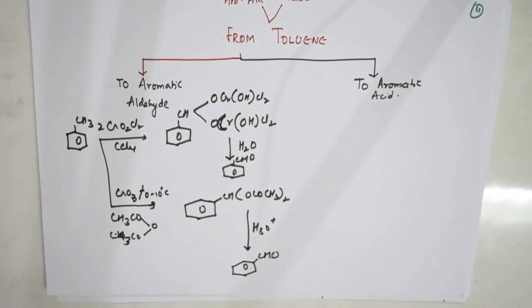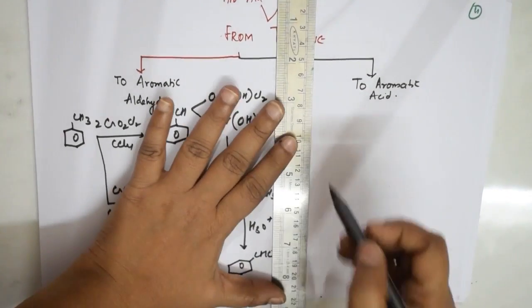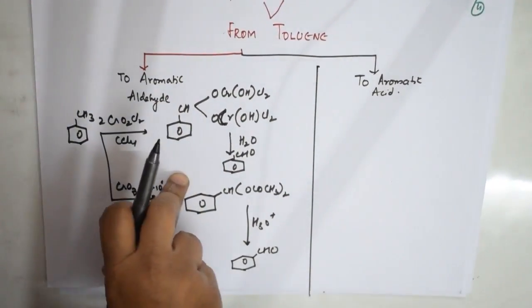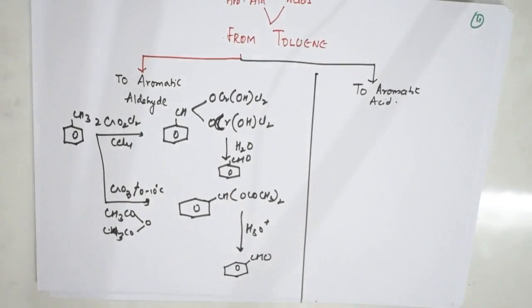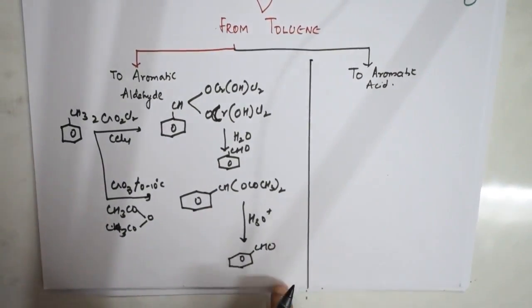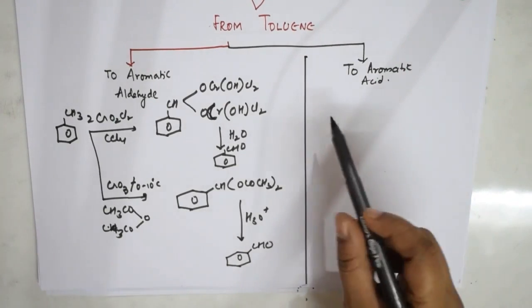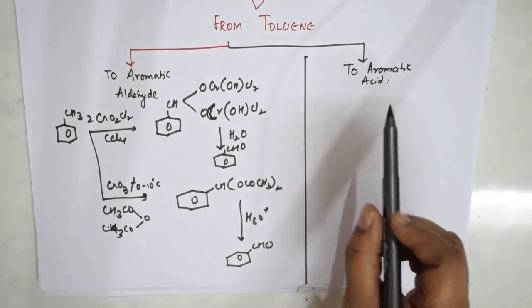This is clear, students, right? Let me take my scale and divide this page so that it's not confusing you all. So aromatic aldehydes I have prepared using chromyl chloride. I think you have understood this, right? Again, I'm specifying, students, please go to the detailed explanation in the videos which I did. This is just for revision.